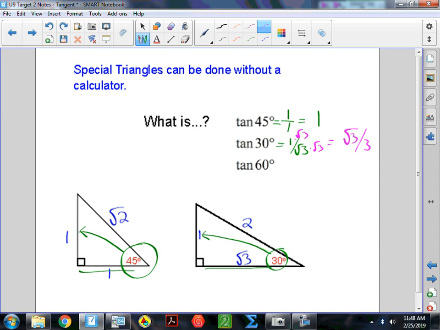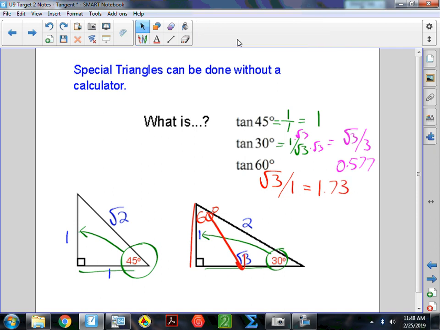But the decimal that goes with that is 0.577, and I'll show you how to use your calculators in a minute. And a tangent of 60 degrees, this would be the 60-degree angle, is the opposite, so square root of 3, over the adjacent, which is 1. So square root of 3 divided by 1 is just the square root of 3. Square root of 3 is 1.73.